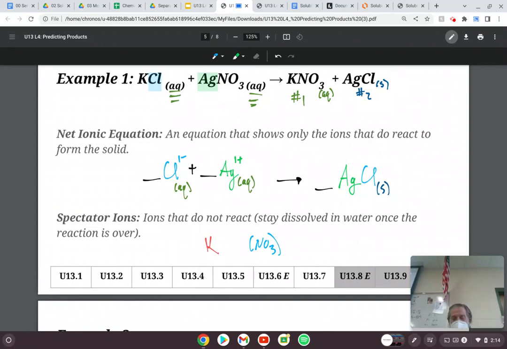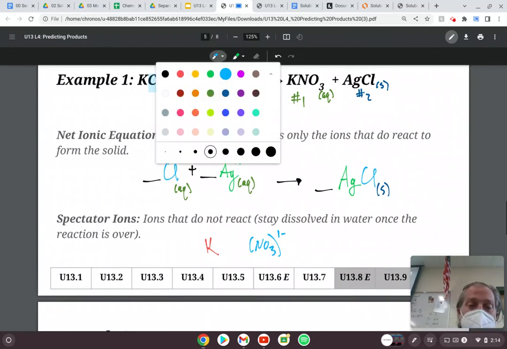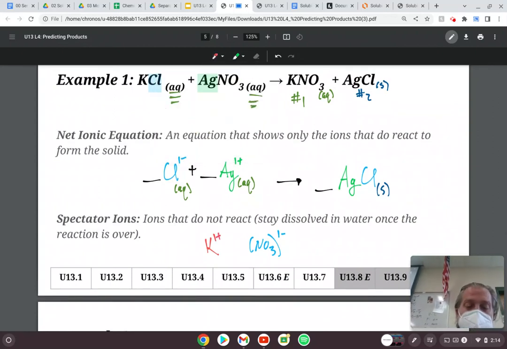Now, the nitrate ion is a little bit easier to figure out because that's a polyatomic ion, and so that's on the back, and we know that the charge of that is -1. And potassium is a group 1 metal, right? It's a group 1 metal, which means that it's going to have a charge of +1. And that's what you have to do.